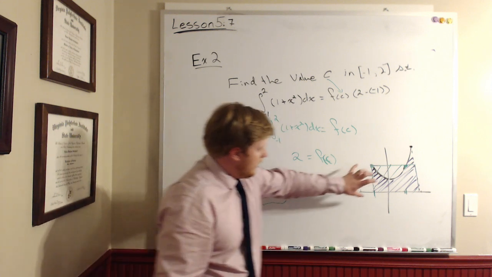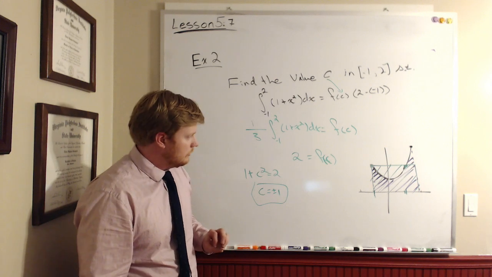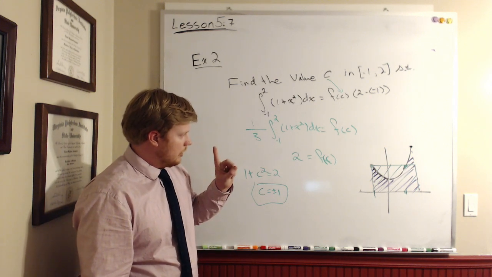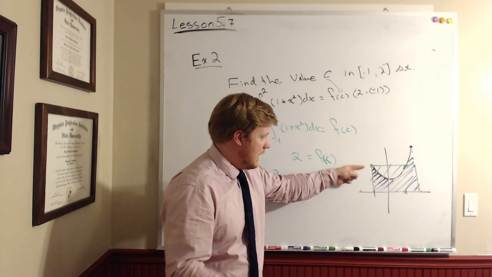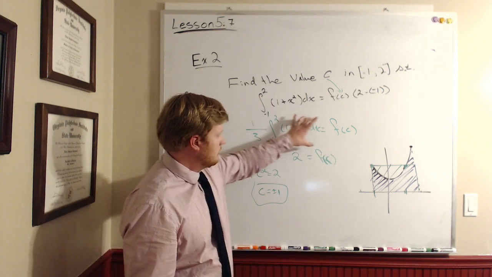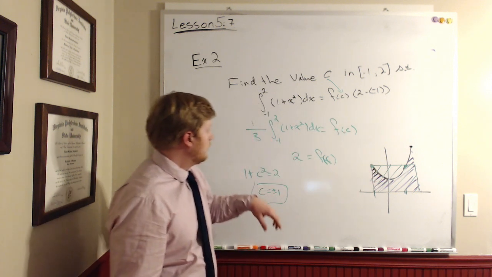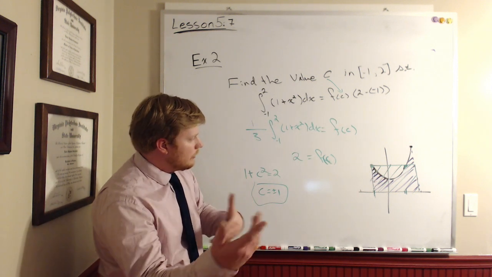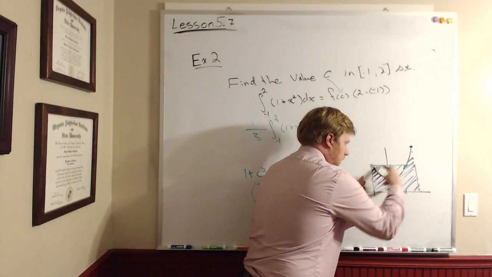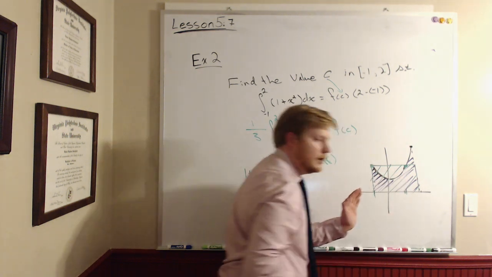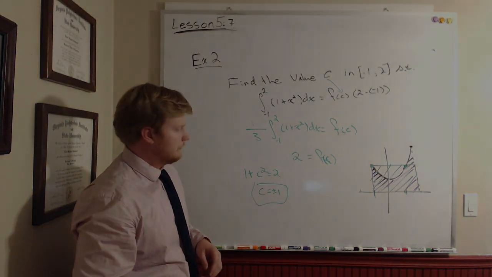Now, the y value here represents the average value. That's this. Okay. Or this, the average value. The mean value theorem says that these two c values existed so that the area of this green rectangle was equal to the area under the curve on the same interval. Okay.